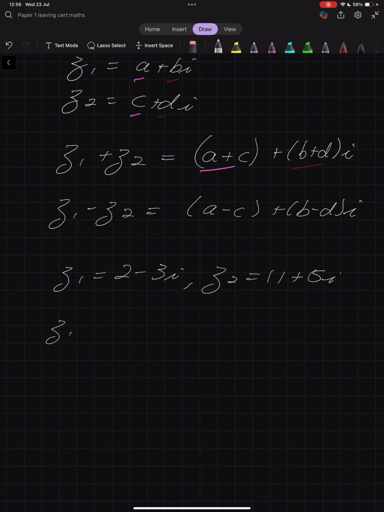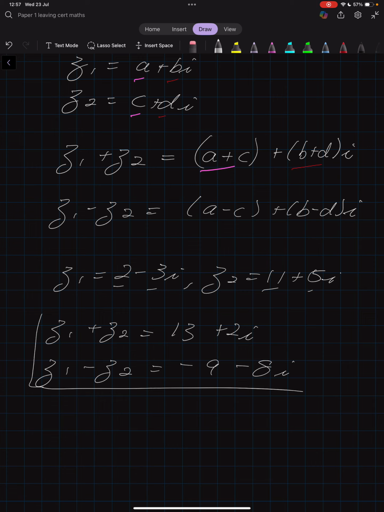Then I can say Z1 plus Z2 is equal to the reals plus the reals. 2 plus 11 is 13. Minus 3 plus 5 is plus 2. Okay, so that's it. And then if I wanted to do Z1 minus Z2, I would simply do 2 minus 11, that's minus 9. Minus 3 minus 5, that's minus 8. And that's it. That is how you would just add and subtract those.